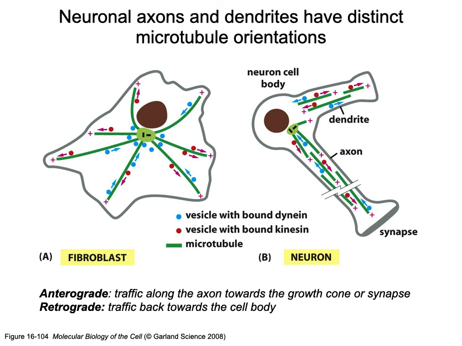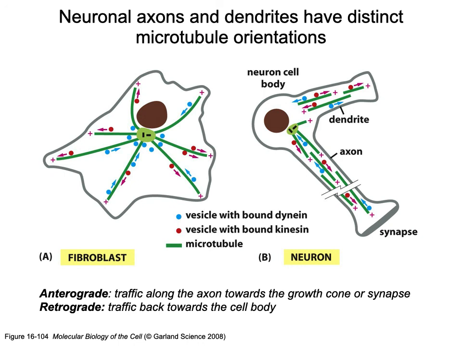So here we can see in panel A we have our fibroblast, so we have our centrosome, and then coming out of that are microtubules, so our positive ends are towards our plasma membrane, and we can see that we have the movement of vesicles with kinesin moving out towards those positive ends, and then the vesicles that are using dynein are going to be moving in towards the centrosome, those blue vesicles.